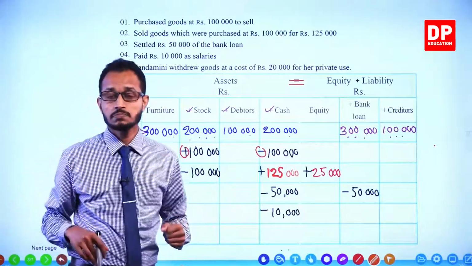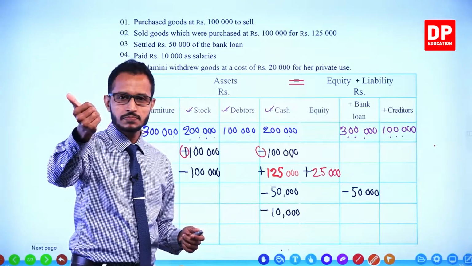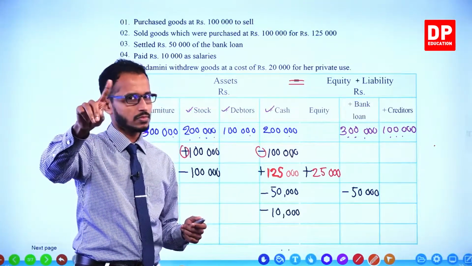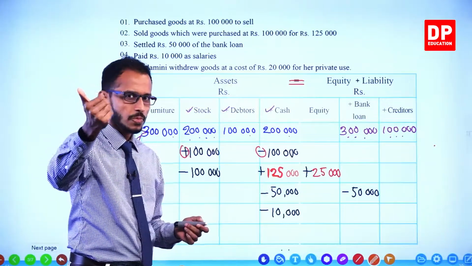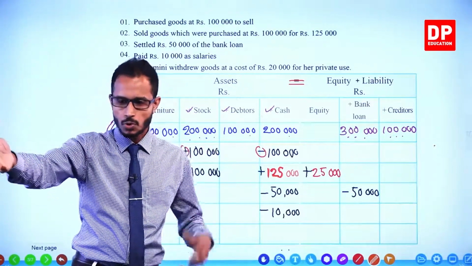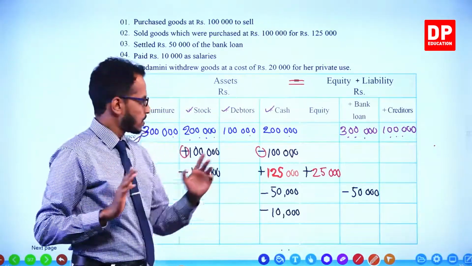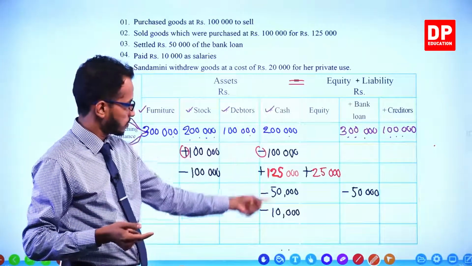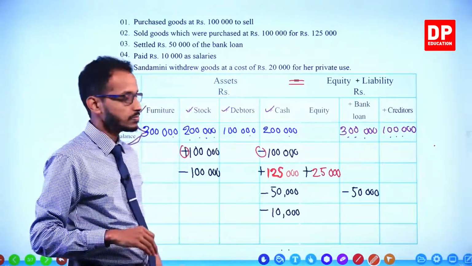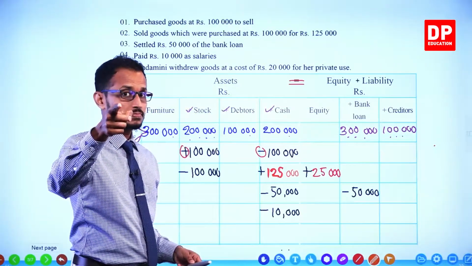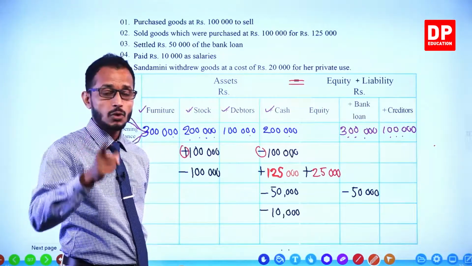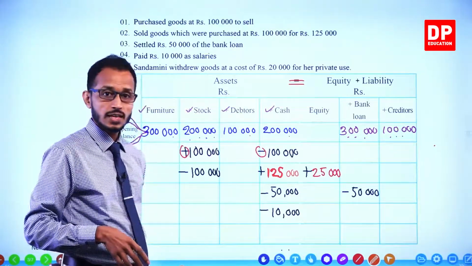What is the next effect? You tell me. Are you confused? No, right? If 10,000 decreases from cash because we are paying the salary of an employee, cash decreases, that is so simple. We know that cash goes out. But what is the next effect? If you guessed equity decreases, that's correct.